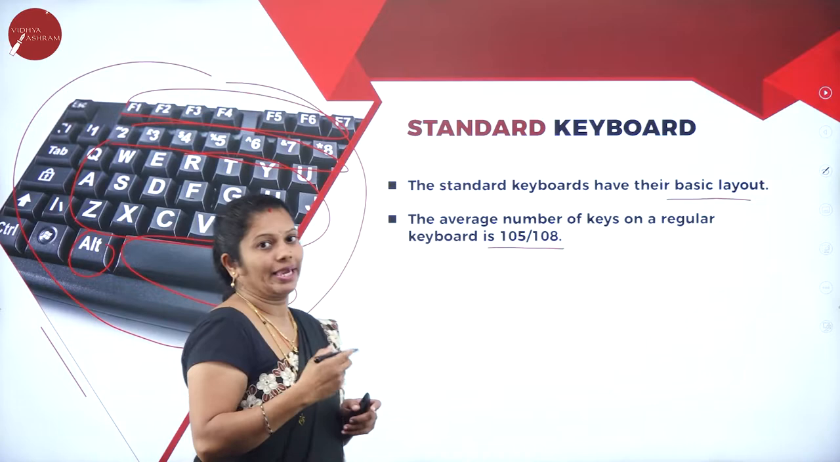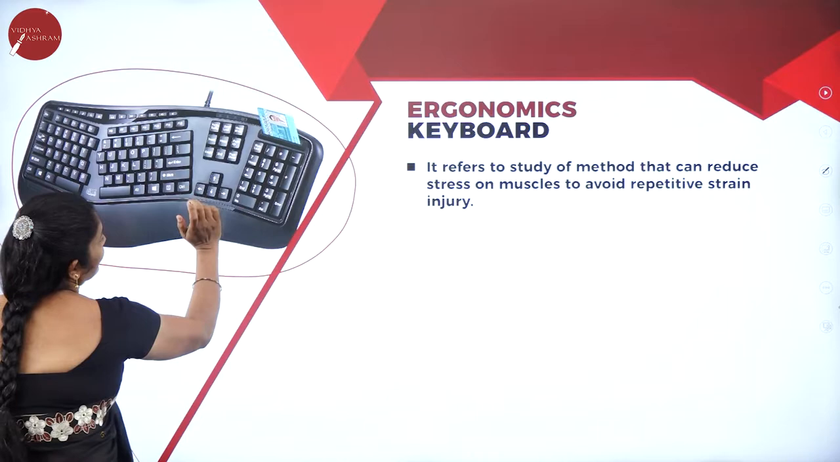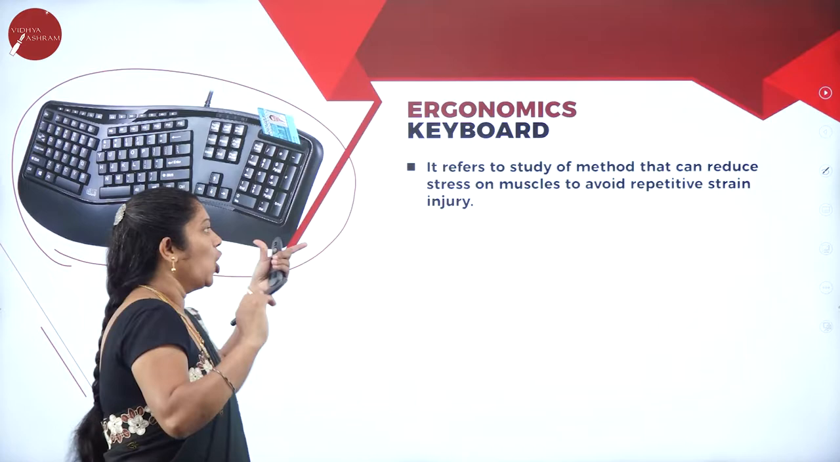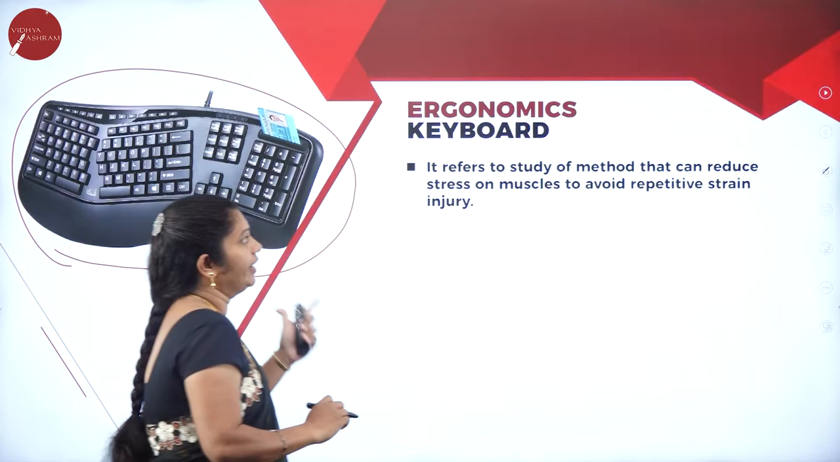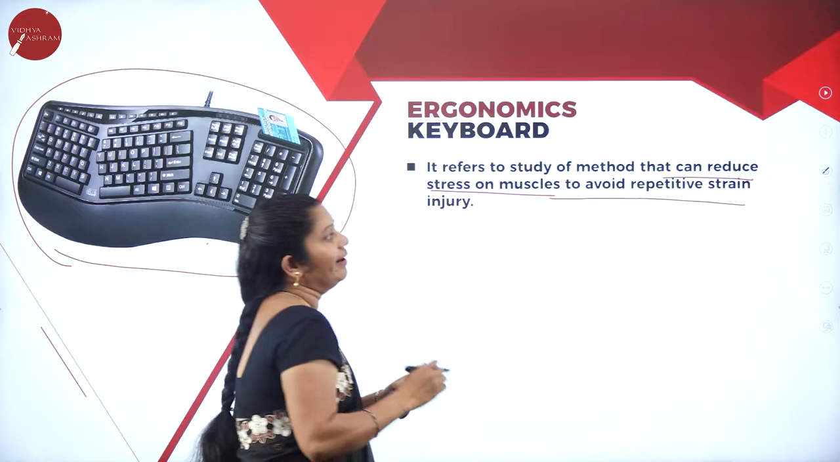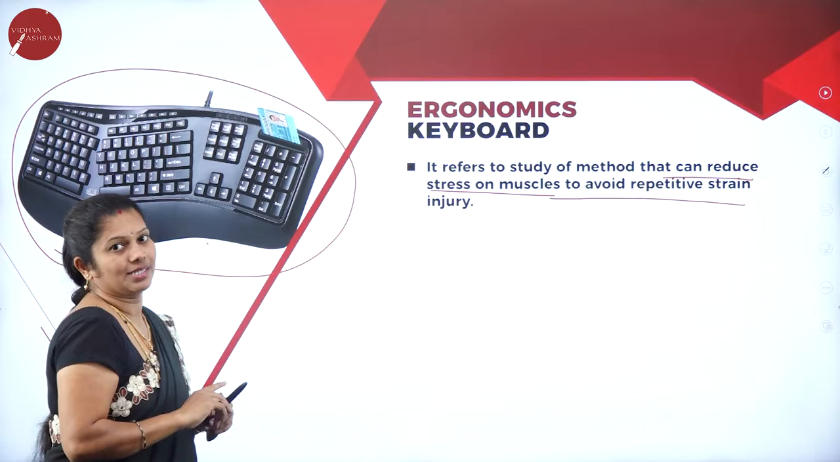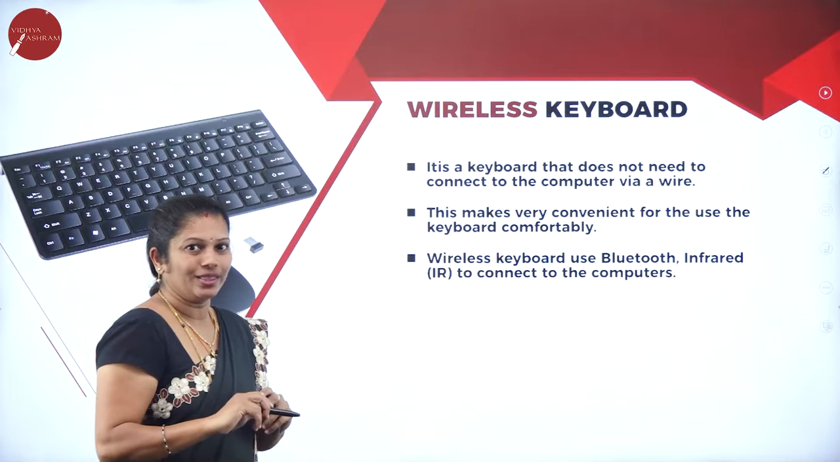When you come to the ergonomic keyboard, if you observe the structure of this ergonomic keyboard, it mainly avoids stress on your hand. Especially this is used to avoid stress on your hand. This can be called an ergonomic keyboard. It refers to the study of methods that can reduce stress. Mainly it reduces stress on your muscles to avoid repetitive strain injuries. When you keep your hand on the keyboard, at that time the pressure, especially here, will be reduced. That is the ergonomic keyboard.